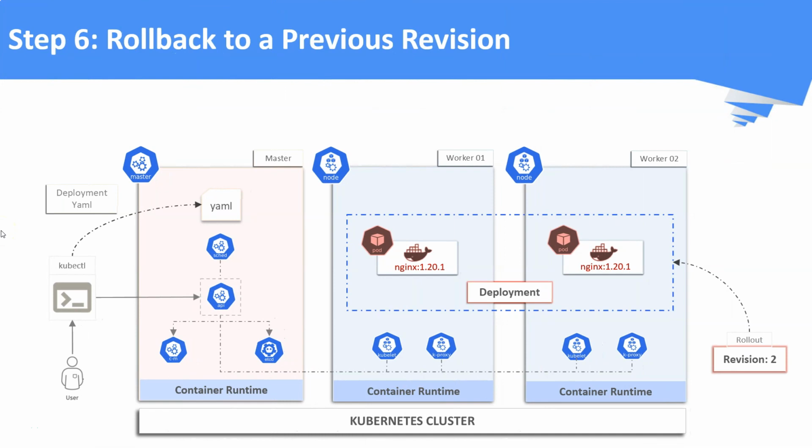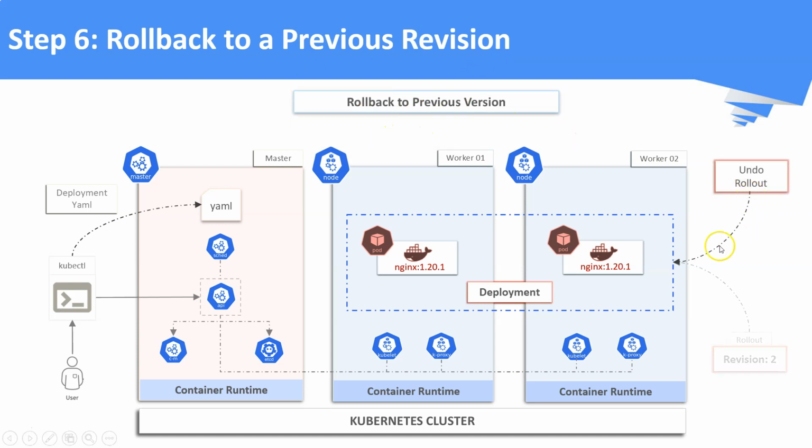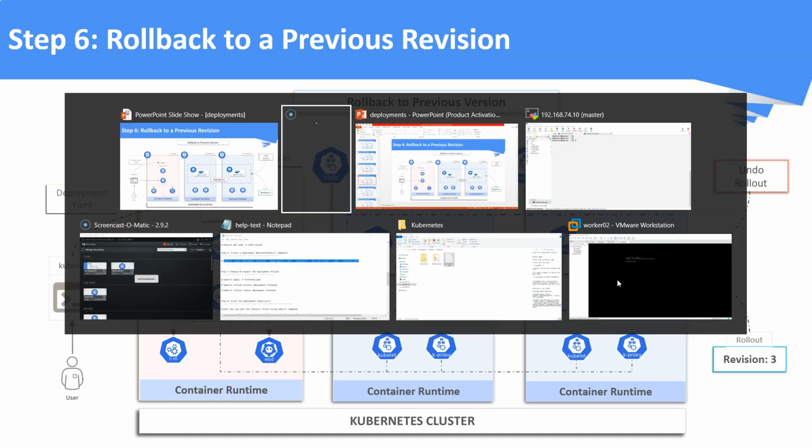Step number 6, roll back to a previous revision. Assume that you have a bug in image 1.20.1. You should revert back the application to the previous revision. Once you execute the undo rollout command, Kubernetes will check for the last working rollout revision. It will then take the template and it will create a new revision with that template.